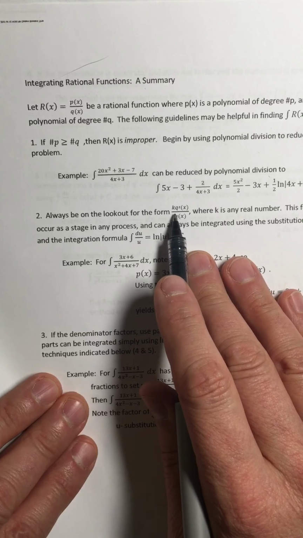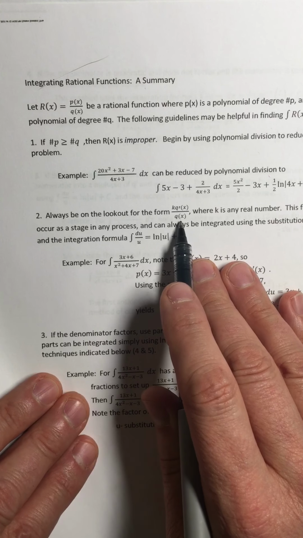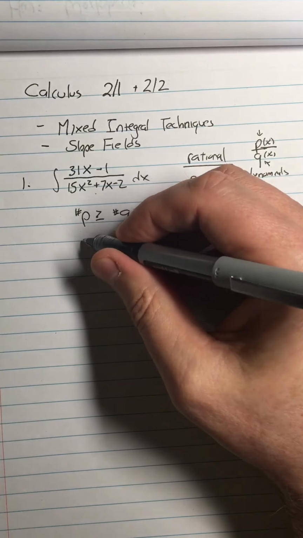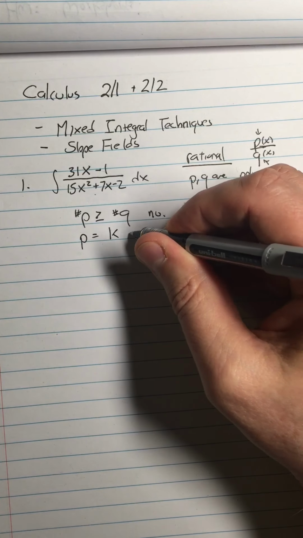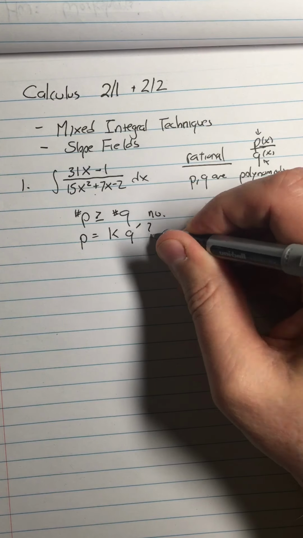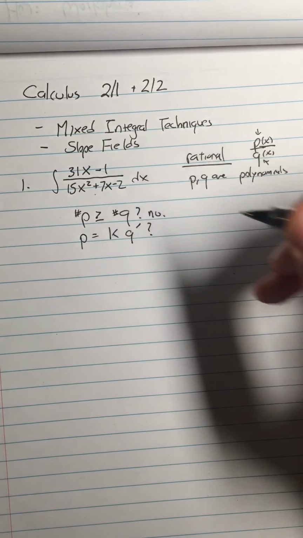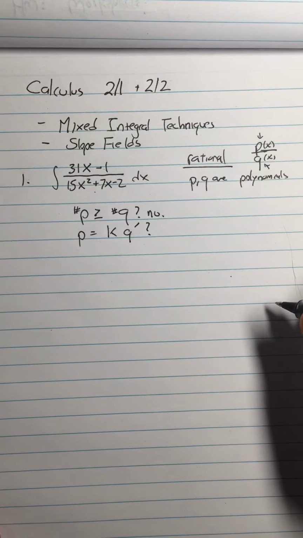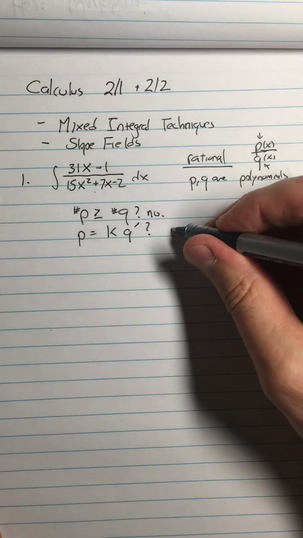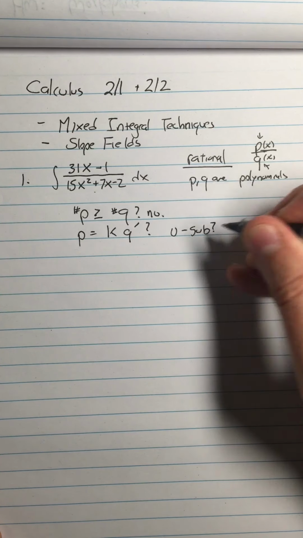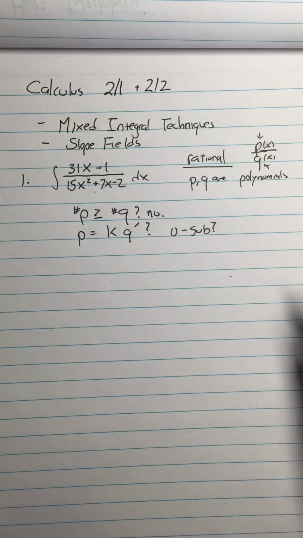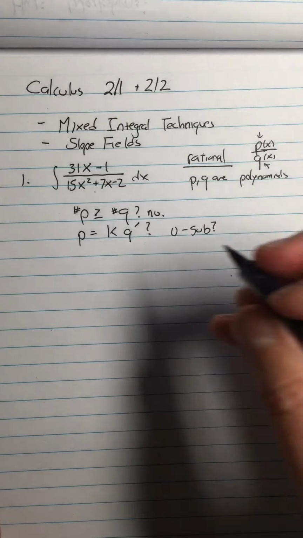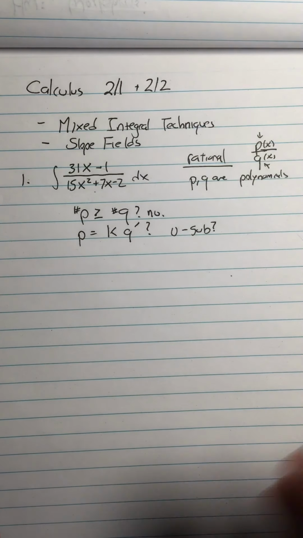Be on the lookout for k q prime over q. Another way to say that is, is the p up here a constant multiple of the derivative of the denominator? These are questions. Another way to say that is, could you do this with a u substitution? You check these in this order, whatever you want to call them, because you could call them a lot of things. Let's see if you could do a u sub.